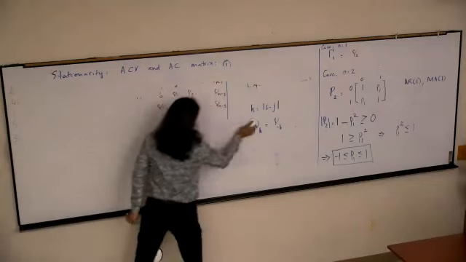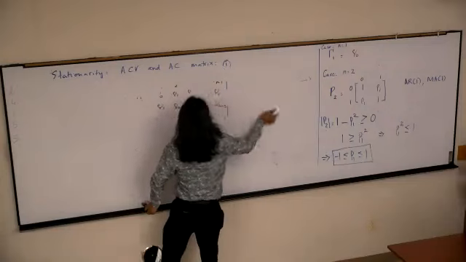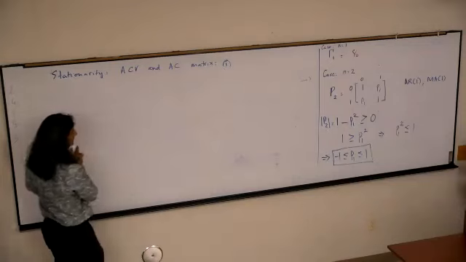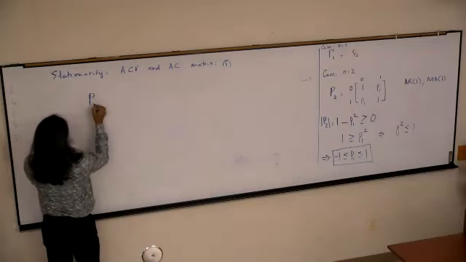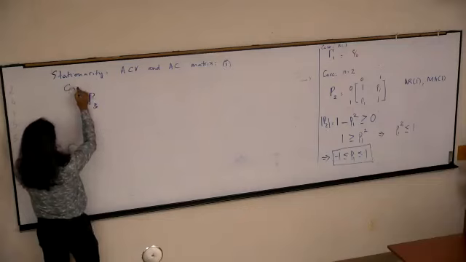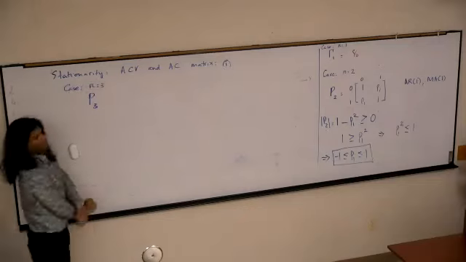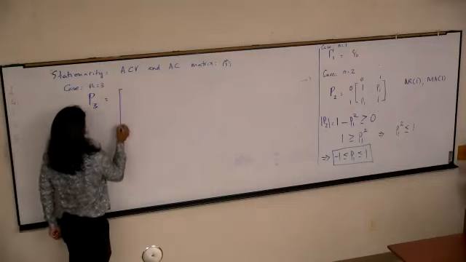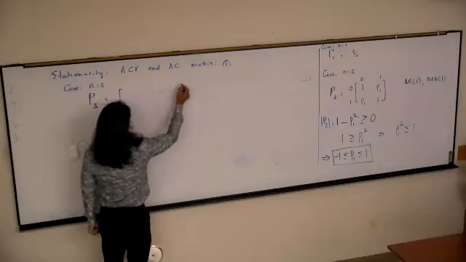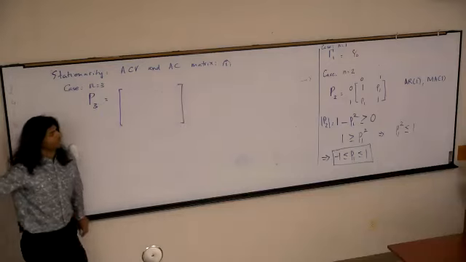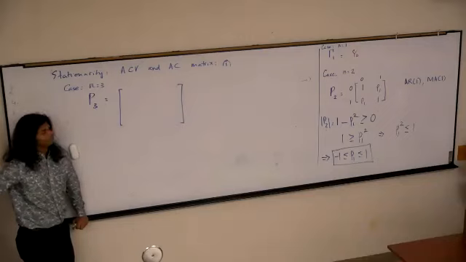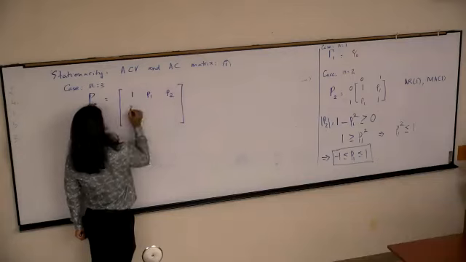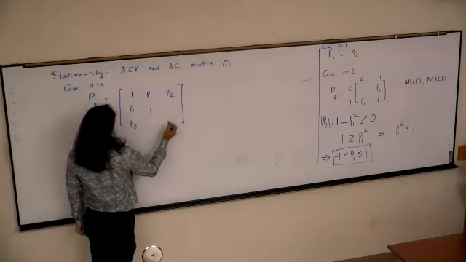A logical extension of that case is this. Case n equals 3. The matrix would look like 1, rho 1, rho 2, rho 1, 1, rho 1, rho 2, rho 1, 1. What goes there?